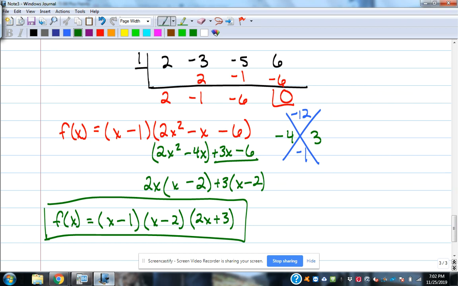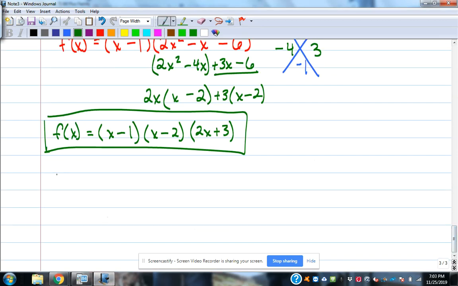All right. Now, once we get it in factored form, we can get the zeros of a polynomial. What's another name for zeros of a polynomial? Does anybody know? We did it with quadratics.